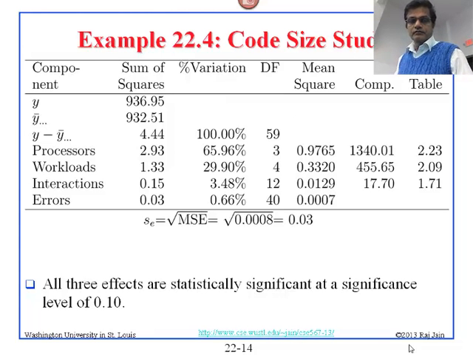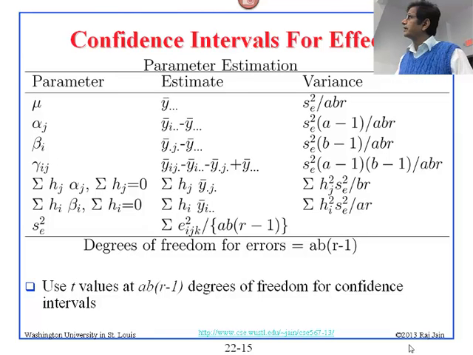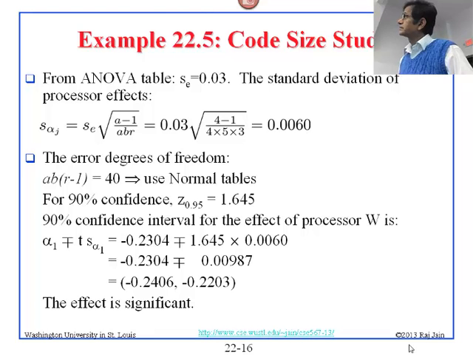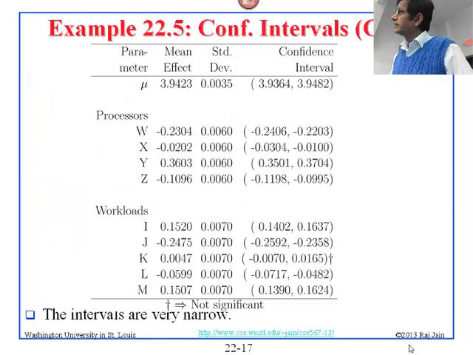And then there's an example. If we continue, now the F values in the table are very small, these are very large, and therefore this is a good model, particularly after the log. Then there are formulas for confidence intervals for the effects, and there is an example.